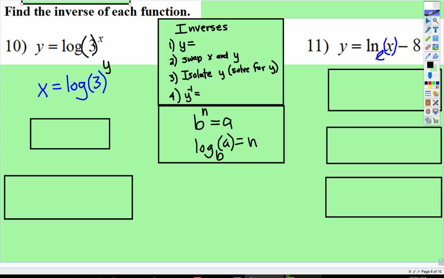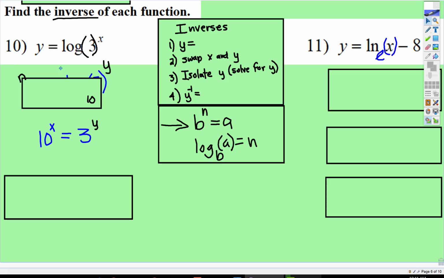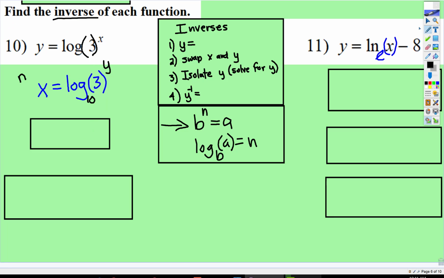Remember inverses. The inverse of log notation is exponential notation. So our invisible base is 10. We would write 10 to the n. There's the a right there. So let's go ahead. So this is 10 raised to the x, and then the log goes away. 3 to the y.